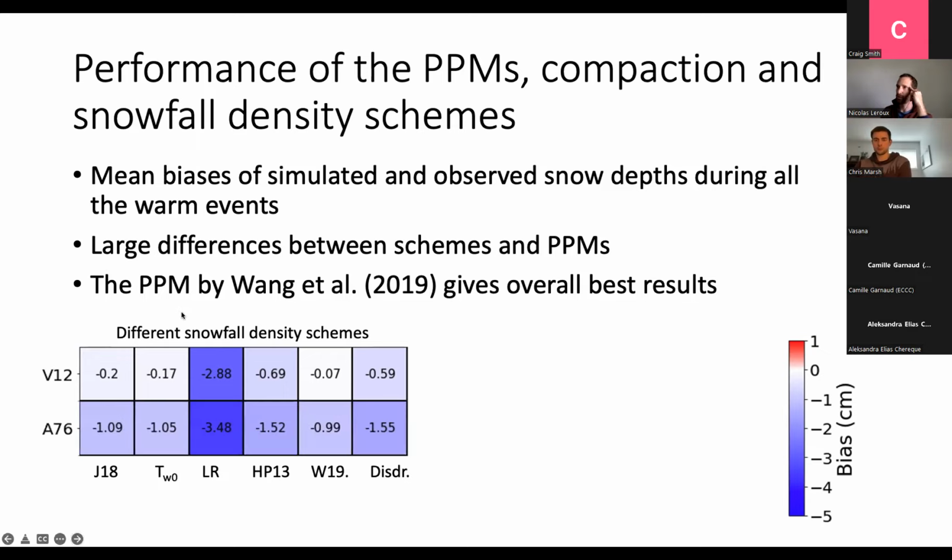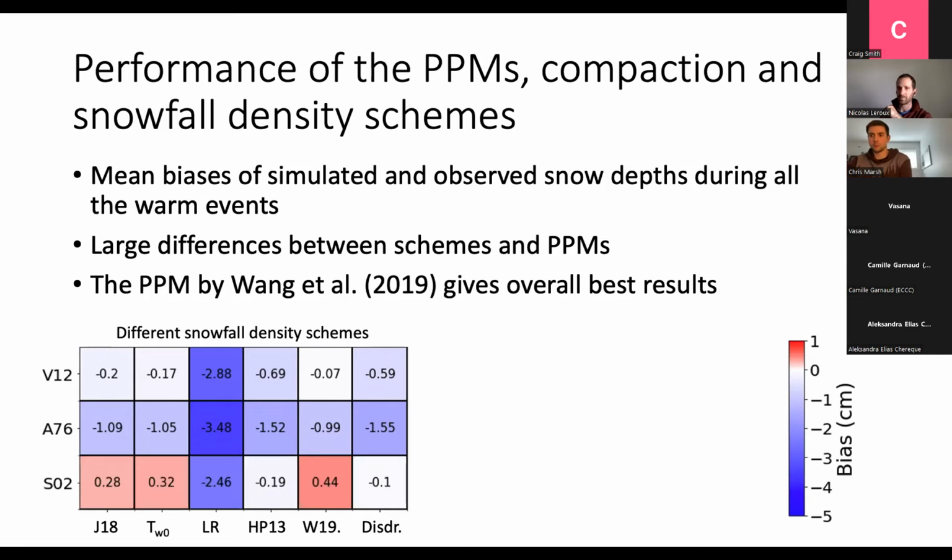And now we can play with the different snowfall density schemes. If I move from this one to A72, this time for all the methods we underestimate snow depth accumulations even more. And once again, what we notice is Wang 2019 gives the best bias. And now I played with the third snowfall density scheme, and this time, compared to the reference scheme we use, we greatly overestimate snow depth accumulation. And this time, for the first time, the simulation using the disdrometer data gives the best result.